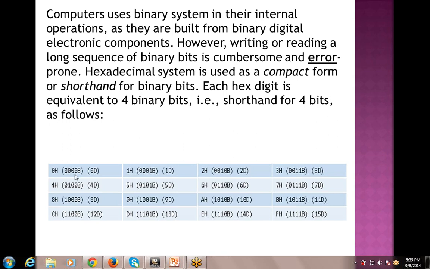This is your 0H, 0000, this is 0D, 4H, 1H. This is a representation. 2H, 3, 4, 5, 6, 7, 8, 9, A, B, C, D, E. This is a representation of binary numbers.